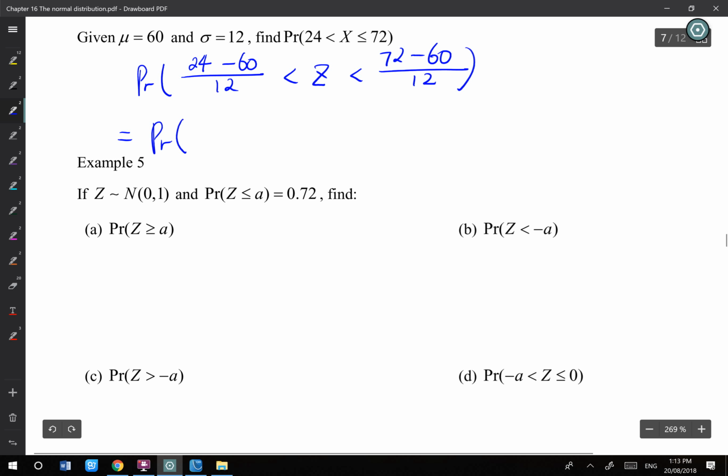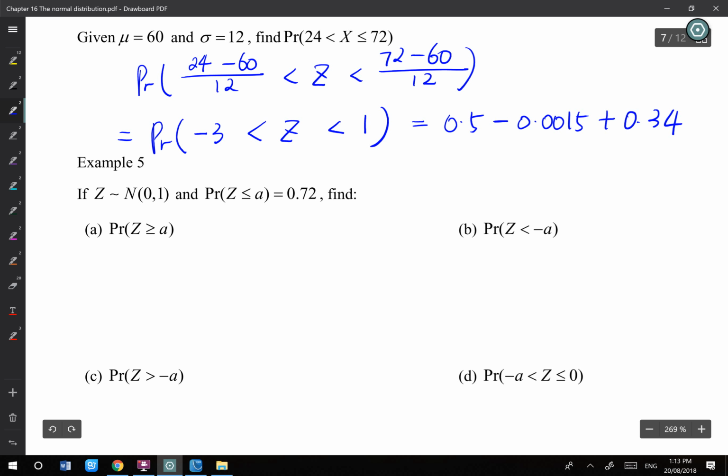So what else to calculate? This is the probability. 36 divided by 12 is minus 3, and 12 divided by 12 is 1. So it's in between minus 3 to 1. So it can be 0.5 minus 0.0015 and then plus the 0.34.